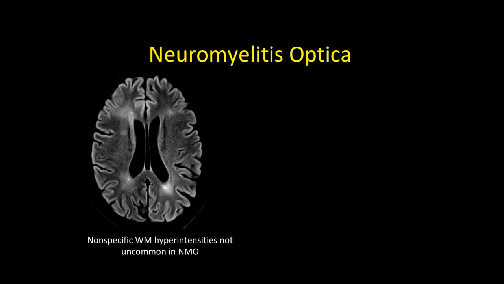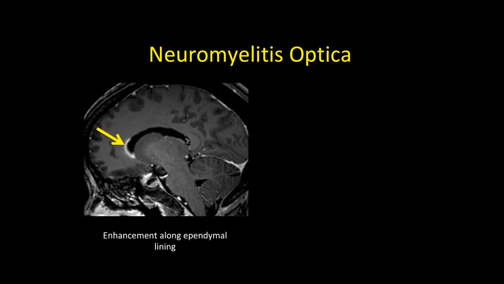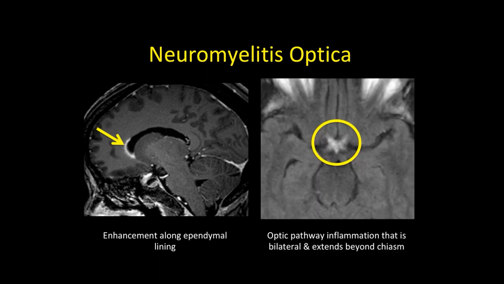Neuromyelitis optica, used to be called Devic's disease, is another type of demyelinating disease, and nonspecific white matter hyperintensities are not that uncommon in NMO, and these patients usually have a wide, thin lesion of the ependymal lining of the ventricle. That lesion lining the ependymal lining can show enhancement. And also in neuromyelitis optica, when there's optic nerve involvement, the involvement tends to be bilateral or post-chiasmal.